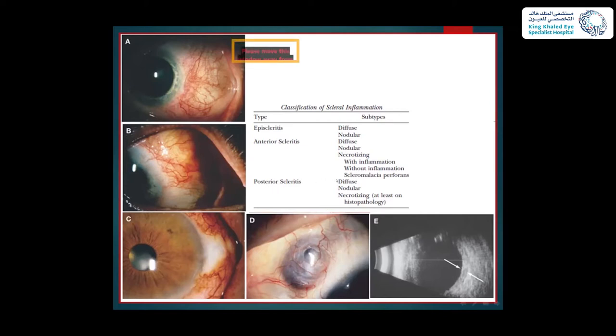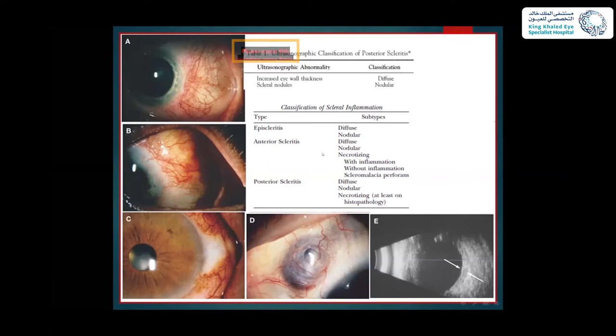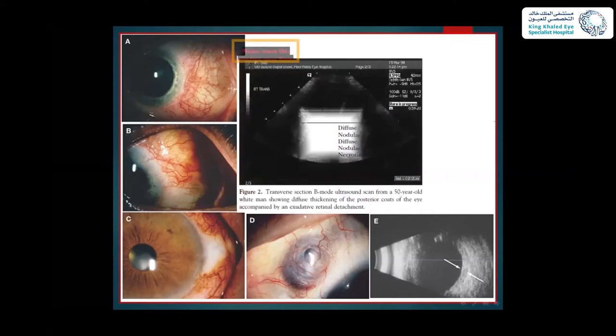Posterior scleritis is, again, mostly diffuse or nodular, and can present with thickening on the B scan and choroidal folds when you examine the fundus. This is how you would diagnose posterior scleritis. And this is posterior scleritis by ultrasound. You can see increased thickness, and you may see a nodule as well. This is the famous T sign, and it is related to a fluid collection around the optic nerve giving you the T shape. There is obliteration of this space, giving you the feeling of a T shape.